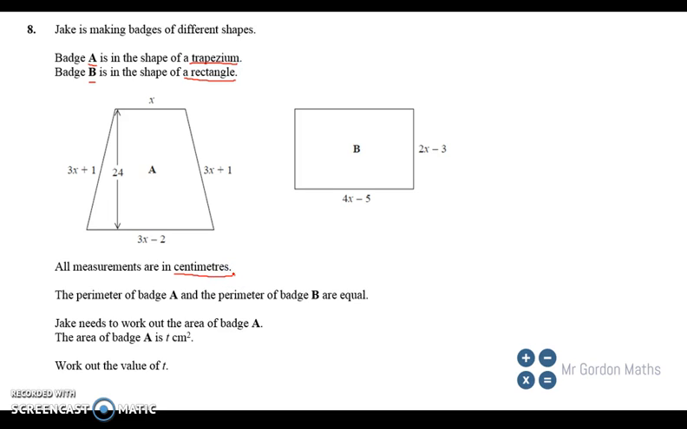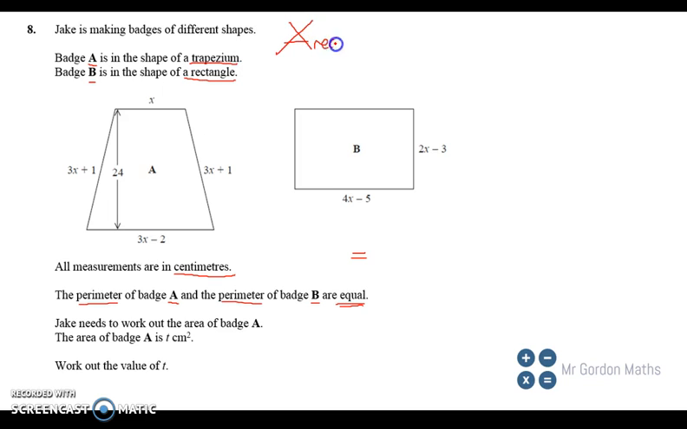The perimeter of badge A and the perimeter of badge B are equal. That means we can set up some sort of equation. If they're equal to each other, then let's work out what they are and we'll set them equal to each other. Perimeter. So we're talking about perimeter, and when I do perimeter and area, think of area like this.